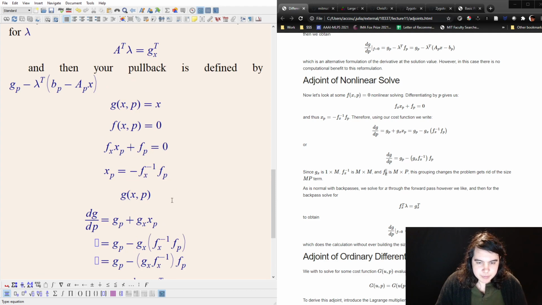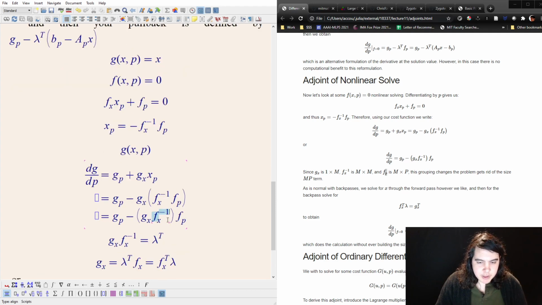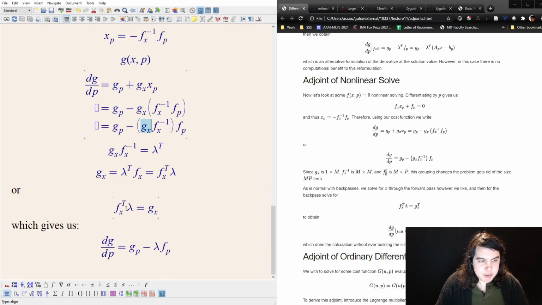So instead of doing the inverse of this matrix and building a gigantic matrix and doing all this, we have a two-step process. What we do is we solve a linear system using the transpose of the Jacobian to calculate lambda, and then we multiply lambda by f sub p. We subtract that off from here, and we're good. So this is an exceedingly cheap formula. This has to do a linear solve using the transpose of the Jacobian. But again, right here is actually where you start to see that vector Jacobian multiply.